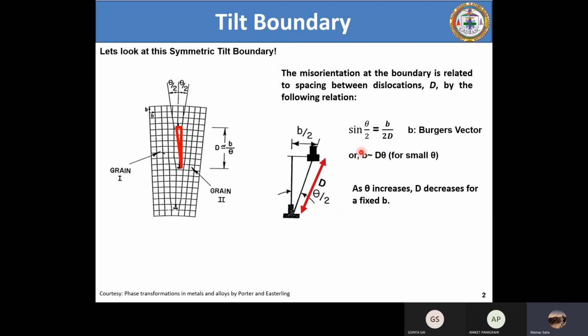Now the thing is the Burgers vector. If you look at, for example, iron, I'm just considering that the Burgers vector is constant, because if you consider the iron lattice parameter at room temperature, it will be the iron lattice parameter only.